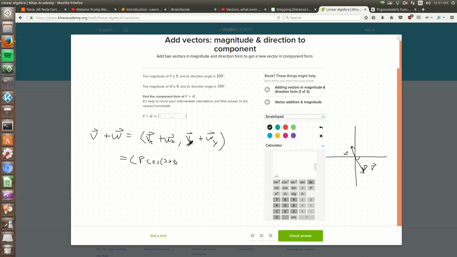This is going to be so bad. Oh, and it's lagging out. 8 cosine 320, and then you add that to 6 cosine 100 degrees. So that's your x. Then do the same thing for the y coordinates: you have to do sine, it's the opposite.